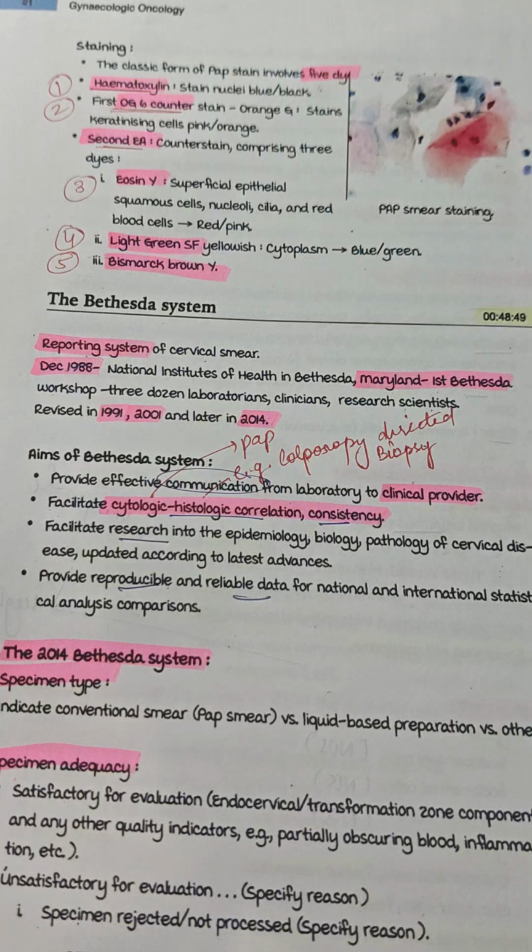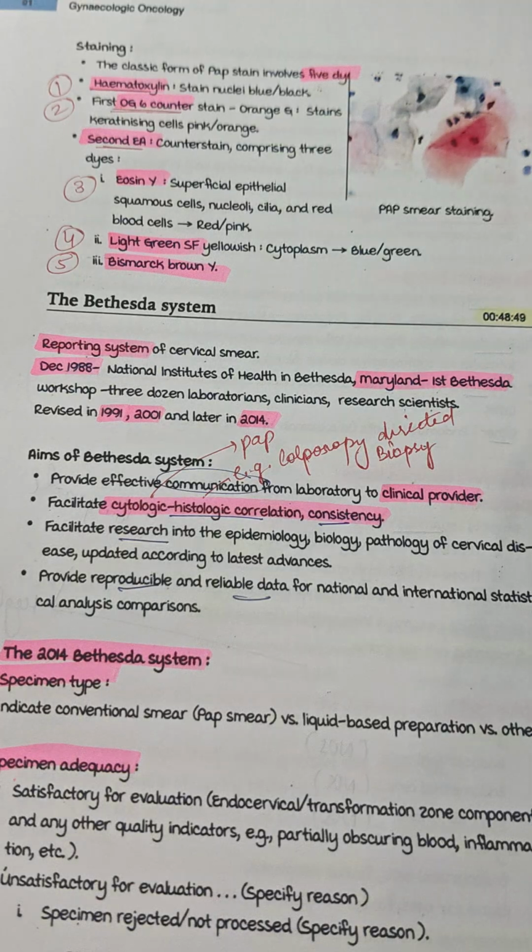So what is the 2014 Bethesda system? First point in the 2014 Bethesda system is that we try to classify the specimen, whether the specimen is taken through pap smear or liquid based cytology versus other methods like automated screening. Then we check for specimen adequacy. We check whether the specimen is satisfactory for evaluation, that is, whether the endocervical or transformation zone component is there or not, or any other quality indicators like partially obscuring blood or inflammation are also present or not. So it can either be satisfactory for evaluation or unsatisfactory for evaluation.